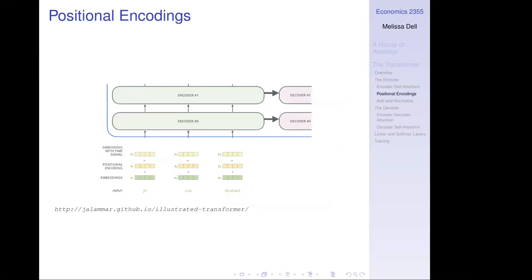And so you see that here. So this is the first encoder block. And so you have your words, you look up their embeddings, but rather than passing those embeddings into the model, you add what's called a positional encoding. And the result of that is what you pass into the model. And you do that at the first layer.